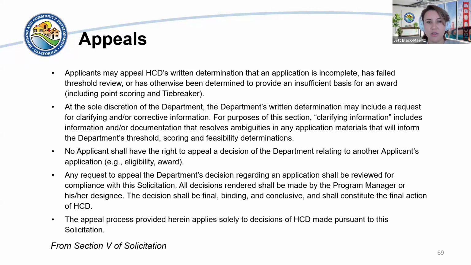No applicant shall have the right to appeal a decision of the department relating to another applicant's application. Examples being eligibility or award. Any request to appeal the department's decision regarding an application shall be reviewed for compliance with this solicitation. All decisions rendered shall be made by the program manager or his or her designee. The decision shall be final, binding, and conclusive and shall constitute the final action of HCD. The appeals process provided herein applies solely to the decisions of HCD made pursuant to this solicitation. And you could read more about this in section 5 of the solicitation.